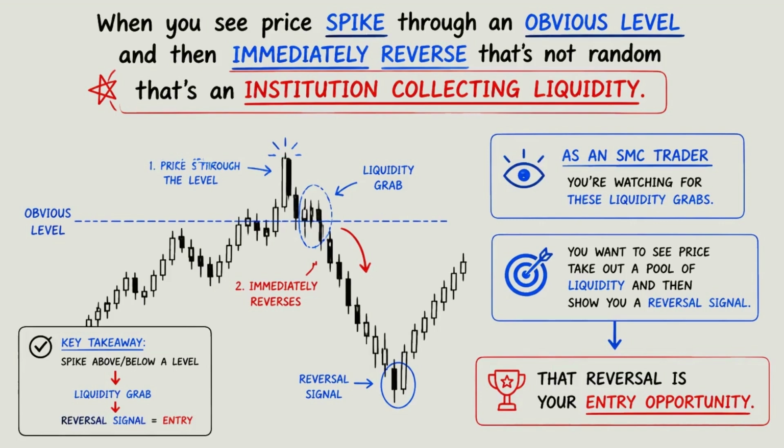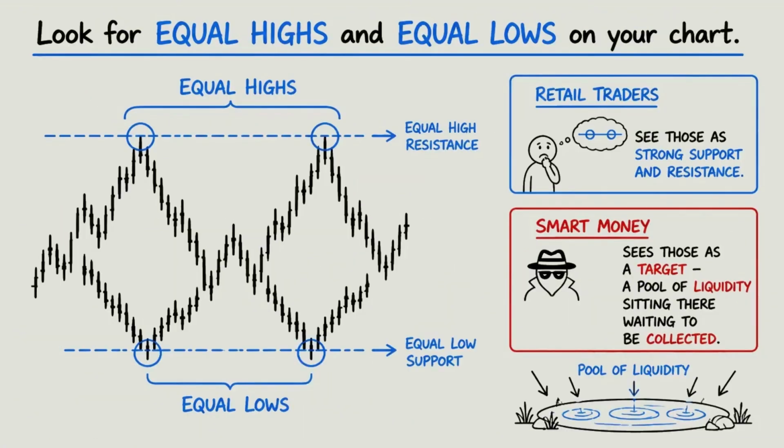As an SMC trader, you're watching for these liquidity grabs. You want to see price take out a pool of liquidity and then show you a reversal signal. That reversal is your entry opportunity. Look for equal highs and equal lows on your chart. Retail traders see those as strong support and resistance. Smart money sees those as a target, a pool of liquidity sitting there waiting to be collected.